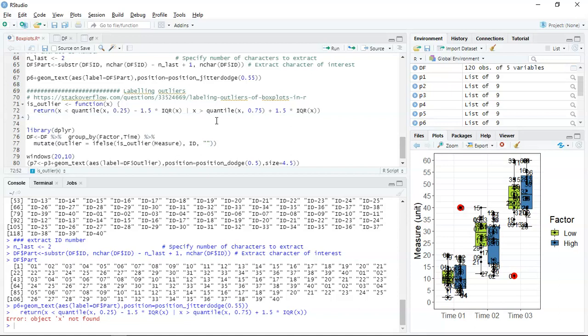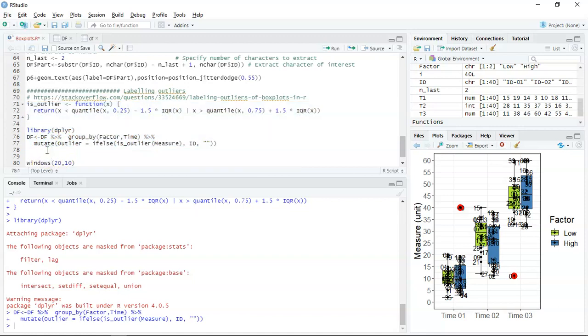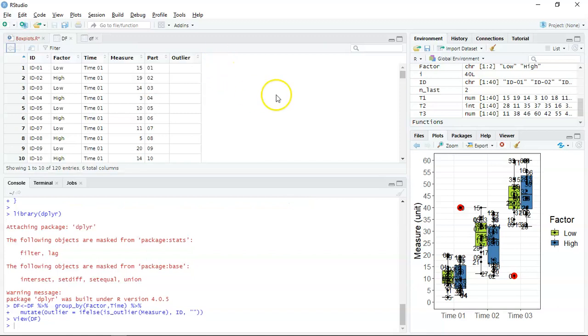I haven't run this yet, so I'm just going to come back here. I'm going to use the function, and then dplyr, load the library, and then use the mutate here like this. Nothing came back, as in there were no errors or anything like that. So let's just view the data frame. You can see the ID column, factor, the time measurement, the time factor, the measurement. This was the part where we dropped the ID dash bit.